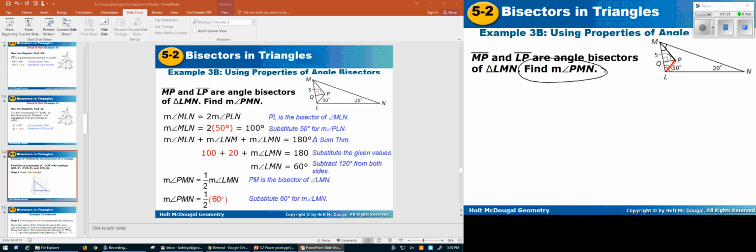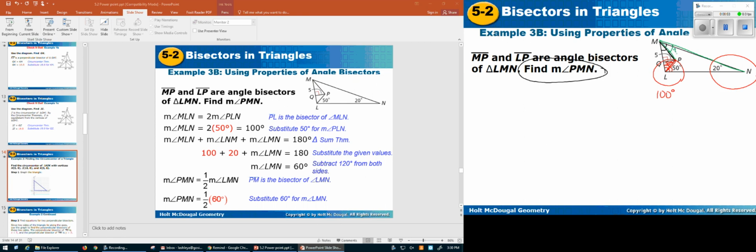And they want us to find the measure of angle PMN. PMN is this angle right here. So first thing we need to notice is the angle measurements that they have given us. Notice that on the red angle we have it is 50 degrees for PLN. So that means that the other angle that's congruent to it should also be 50 degrees, making the entire angle L 100 degrees. Also notice in the triangle that they gave us the measure of angle N, 20 degrees.